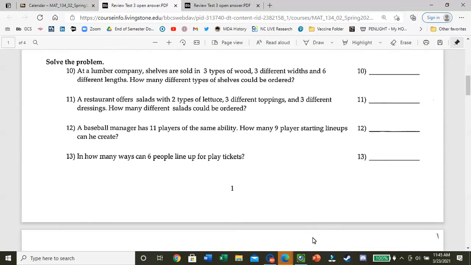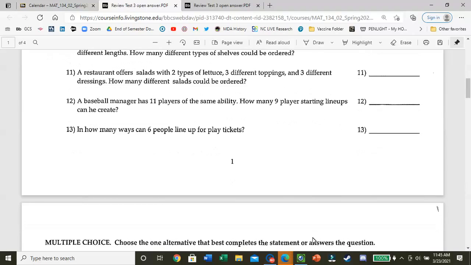At a lumber company, shelves are sold in 3 types of wood, 3 different widths, and 6 different lengths. Any questions with that? You just multiply them together. So, number 11. This is basically the same thing. 2 types of lettuce, 3 different toppings, and 3 different dressings. Questions with that? All right.